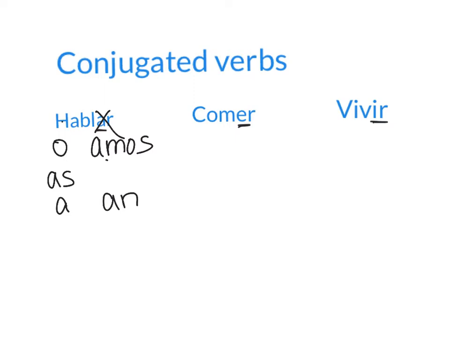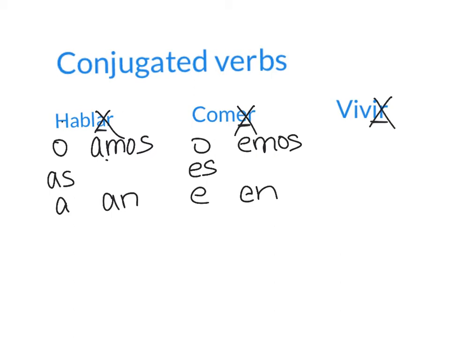Same thing is true of ER verbs. Once you drop your ER and you change the verb to como, comes, come, comemos, and comen, you're now telling who eats. Okay, and with vivir, IR verbs, o, es, e, imos, and en. Right, and again, this is already done for you on the sheet, but now you can go ahead and work on your conjugations.